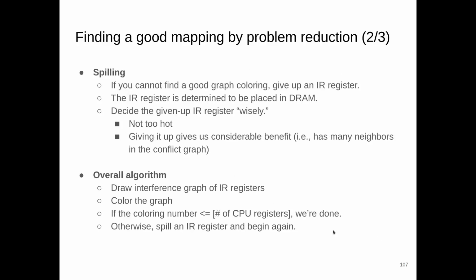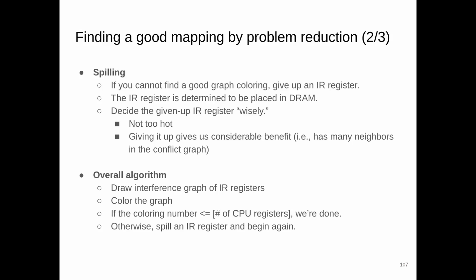In the previous lecture, we discussed the high-level overview of the register allocation algorithm, and the overall algorithm works like this. You first draw an interference graph of the IR registers, and then color the graph. And if the coloring is successful, which means that the number of colors used in coloring the graph is less than or equal to the number of CPU registers, then we are done and use such coloring number to map each IR register into CPU registers.